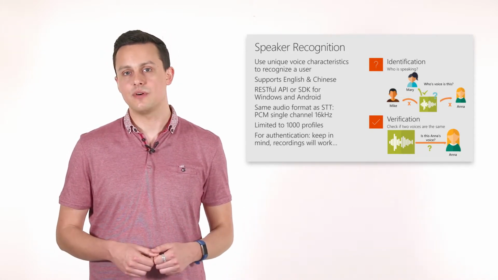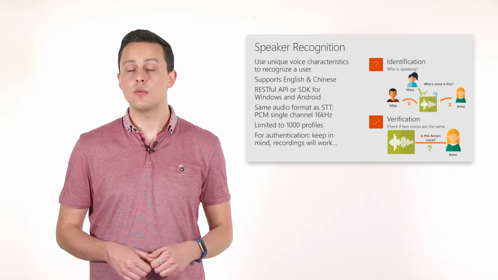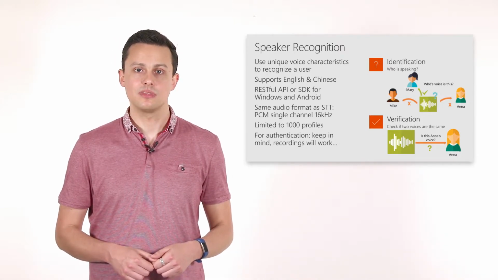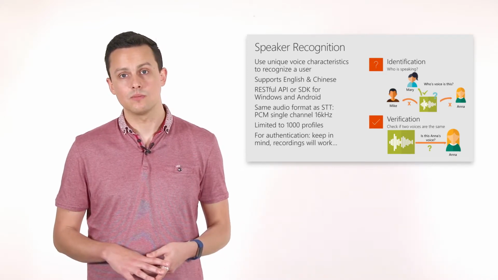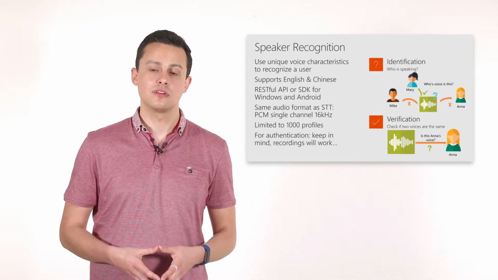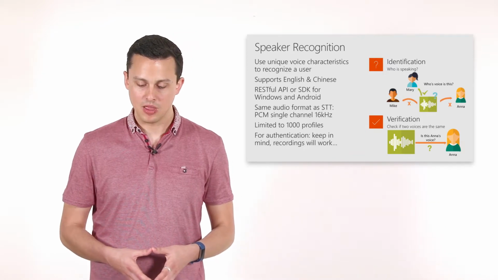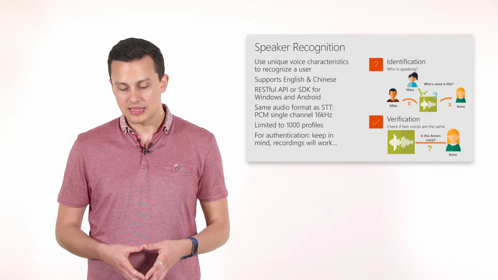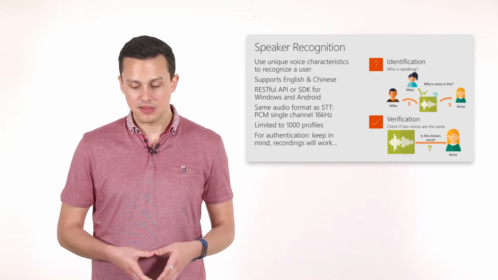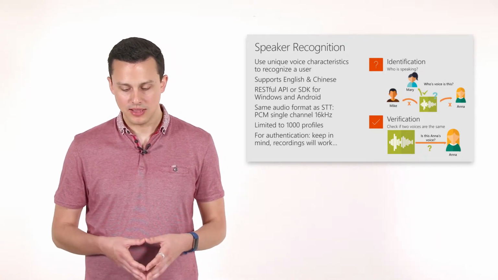The other service that it provides is verification, and in this case, the user has to say a specific authentication phrase, and then the service can identify whether it's the same person that you expect it to be. And we saw this in the Litware demo when I said, "My voice is my passport, verify me." Right now, this service only supports English and Chinese. It's available via a RESTful API or SDKs for Windows or Android.